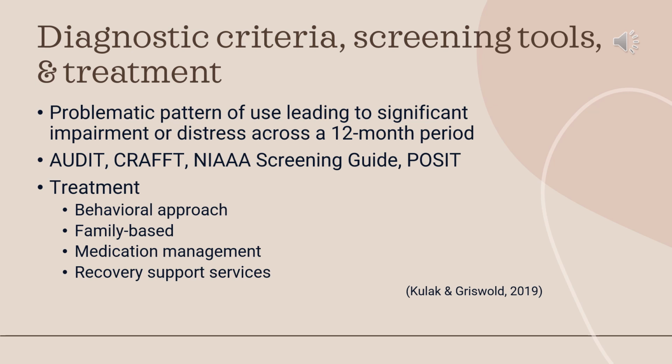Substance use disorders are characterized by problematic patterns of use leading to significant impairment or distress across a 12-month period of time. These are some screening tools you can utilize in adolescent patients. And it's important to recognize risk factors in the adolescent patients that you come across. So that could be a family history of substance use, favorable parental attitudes towards substance use, poor parental monitoring, family rejection, association with delinquent or substance-using peers, lack of school connectedness, low academic achievement, childhood sexual abuse or trauma history, and comorbid mental health disorders.